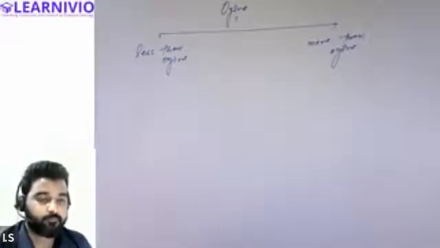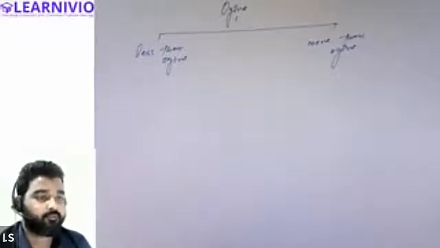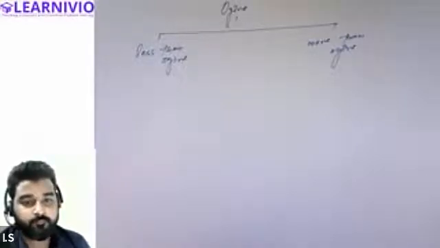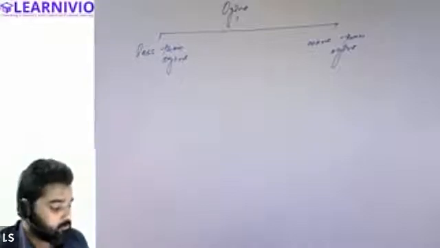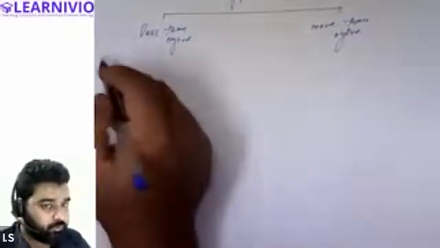Sir, what is that you wrote, sir? Less than ogive and more than ogive. Okay. So basically there are two types of ogive, less than and more than ogive. What actually is an ogive, we will be able to understand through a small example.